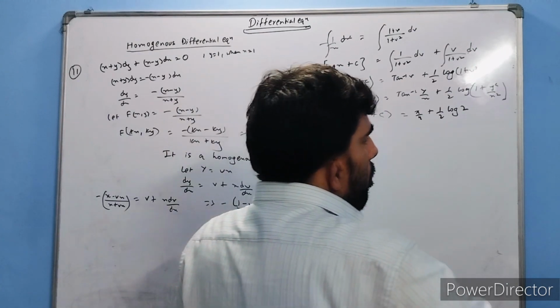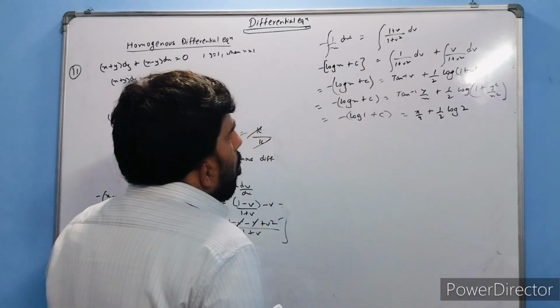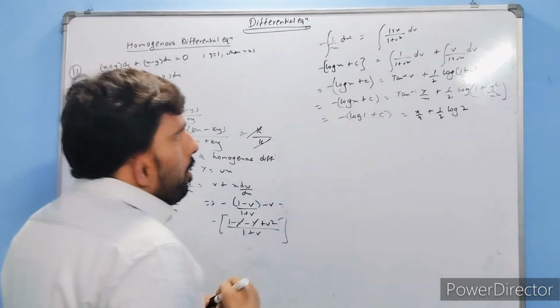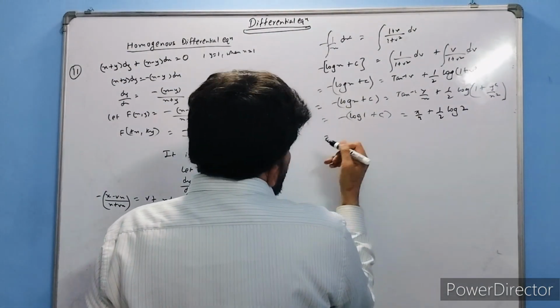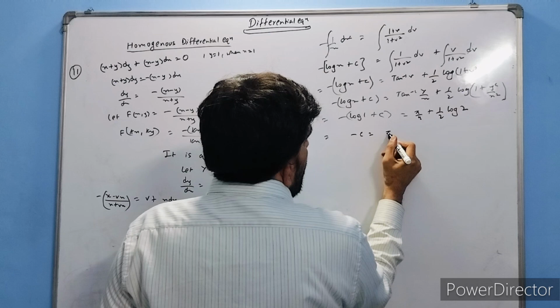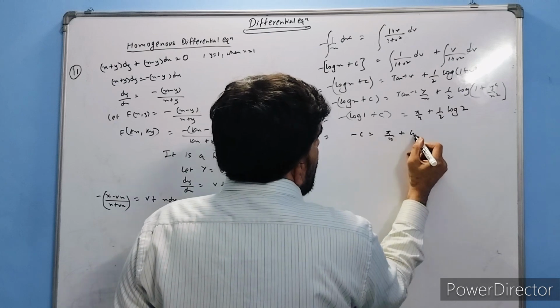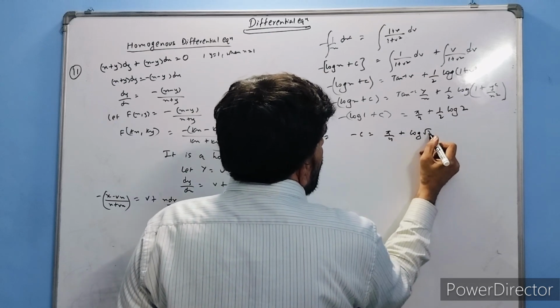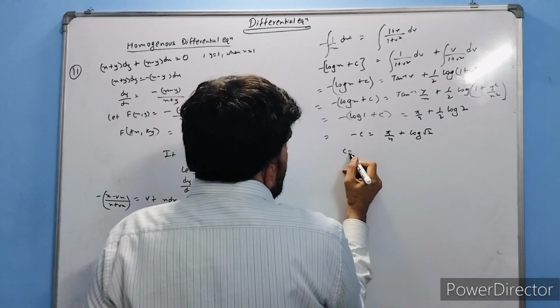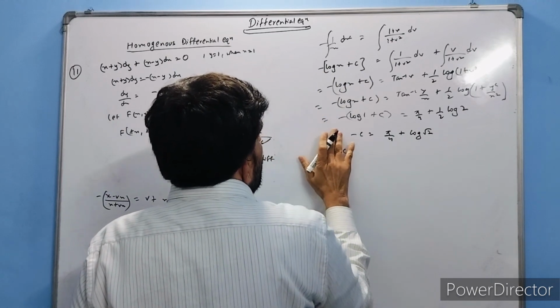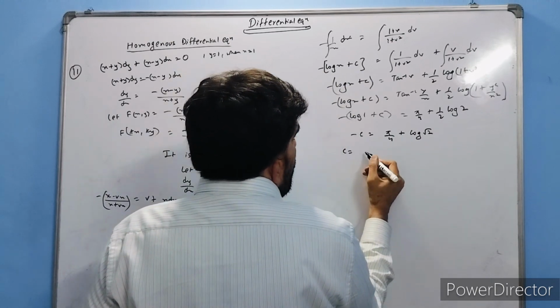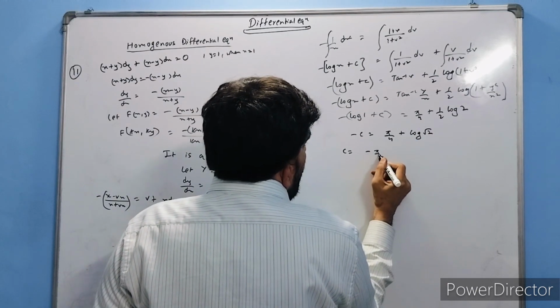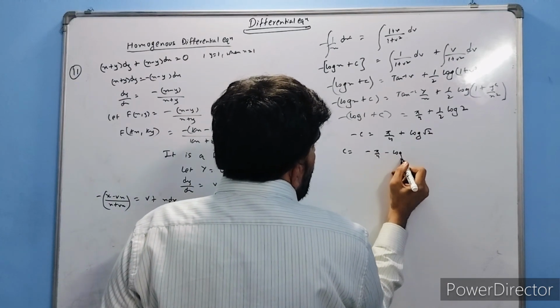So now what I got here, minus log 1 plus c, it will be 0. So we have minus c is equal to pi by 4 plus log root 2, or c is equal to minus pi by 4 minus log root 2.